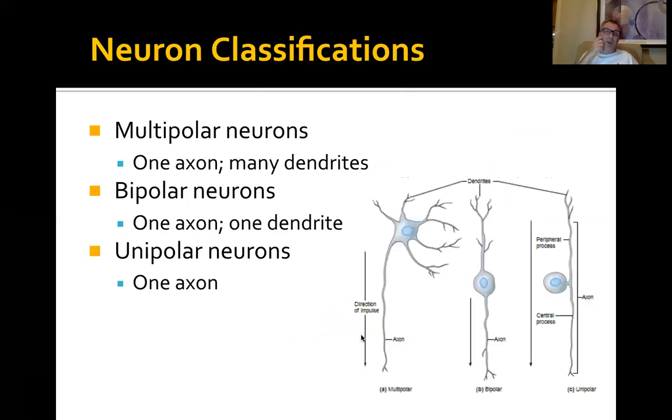All right, so there's 3 different neuron classifications. Multipolar, and again, these are sort of self-describing, meaning that it has many dendrites, one axon, and this is what we normally see in our peripheral nervous system. The bipolar would be mostly, and I don't want to say all, but mostly found in the central nervous system. So it has one axon, one dendrite.